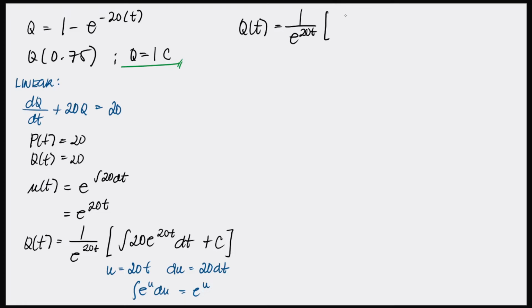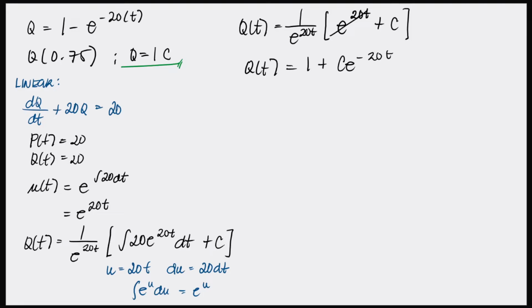multiplied to e raised to 20t plus c. Distributing, this will cancel our e raised to 20t. So we'll have Q of t equal to 1 plus c e raised to negative 20t. So this is our Q of t.